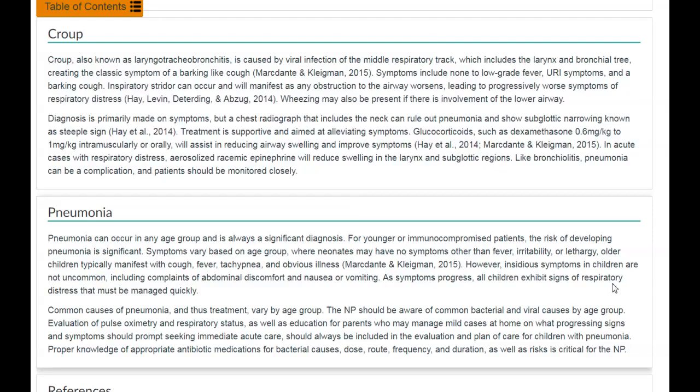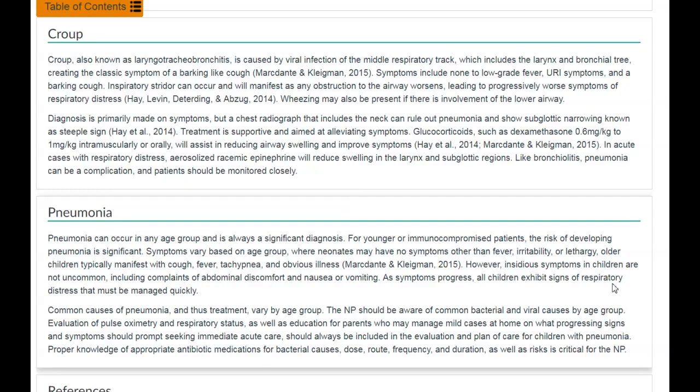Treatment of croup is supportive and aimed at alleviating symptoms. Glucocorticoids such as dexamethasone 0.6 mg per kilogram to 1 mg per kilogram intramuscularly or orally will assist in reducing airway swelling and improve symptoms. In acute cases with respiratory distress, aerosolized racemic epinephrine will reduce swelling in the larynx and subglottic regions.